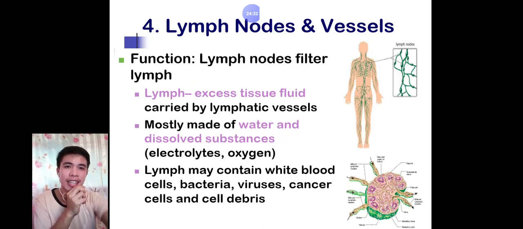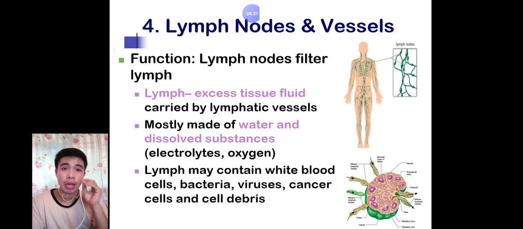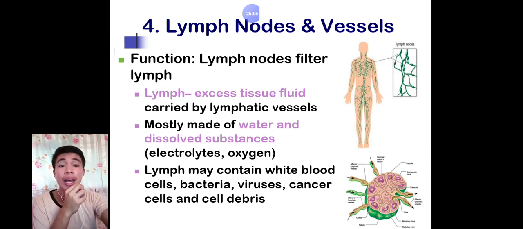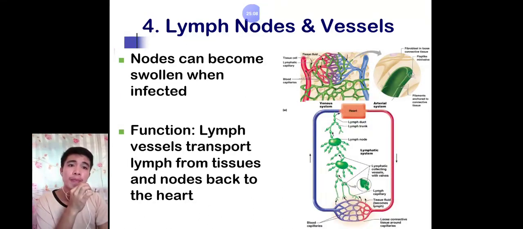Next na ta. Lymph nodes and vessels. So the function of lymph nodes is filter lymph. So lymph, excess tissue fluids carried by the lymphatic vessels. Na-discuss na nato ni, most made of water and dissolved substances, so the electrolytes and the oxygen. Lymph may contain white blood cells, bacteria, viruses, cancer cells, and cell debris. So ang lymph is nagakontain siya og white blood cells, bacteria, viruses, and cancer cells and cell debris.